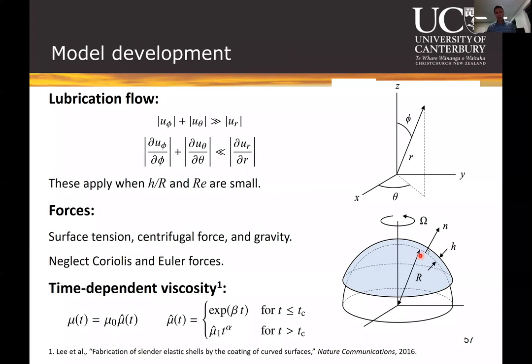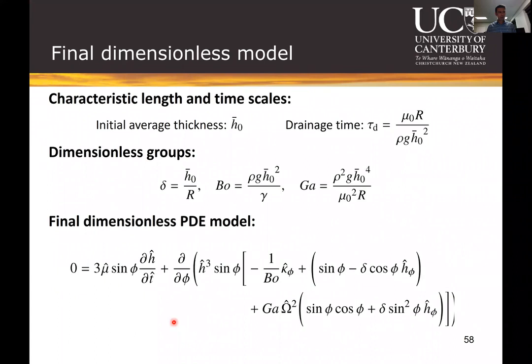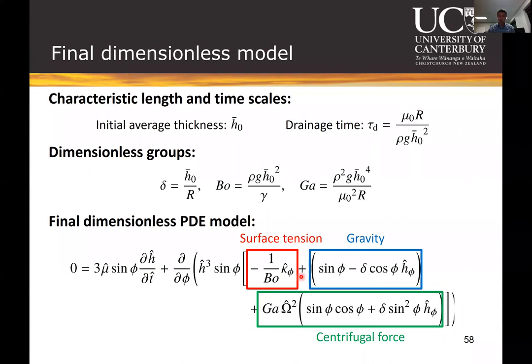around the sphere. We are going to assume a temperature-dependent viscosity to represent the curing process. When you go through the asymptotic analysis to bring out the leading order terms in the Navier-Stokes equation, you end up with the equation at the bottom, which describes the evolution of the film thickness as a function of the polar angle phi, which is the angle from the north pole to the south pole. This differential equation, which is a fourth order differential equation, includes surface tension, gravity, and the centrifugal force. Key dimensionless numbers are the Bond number and the Galileo number.